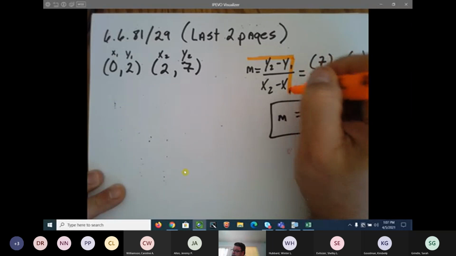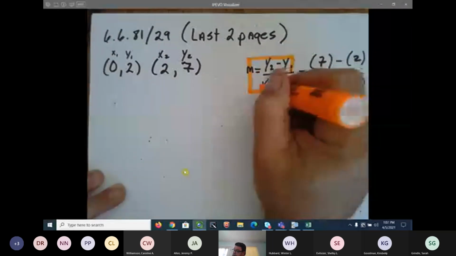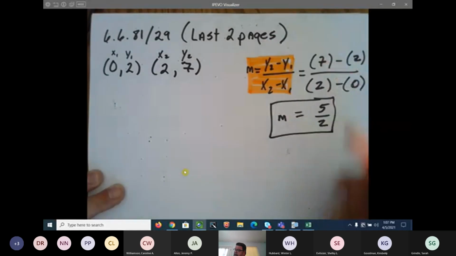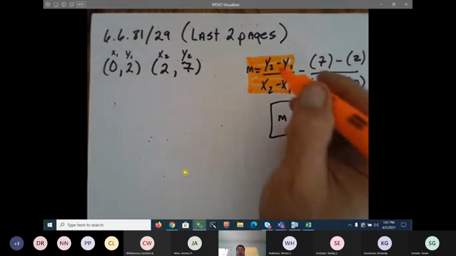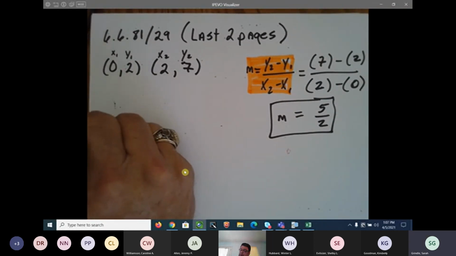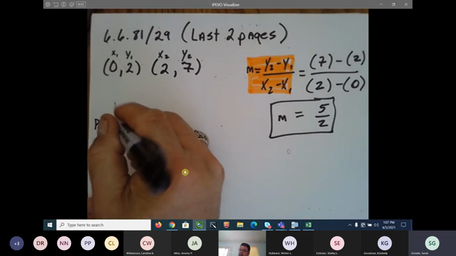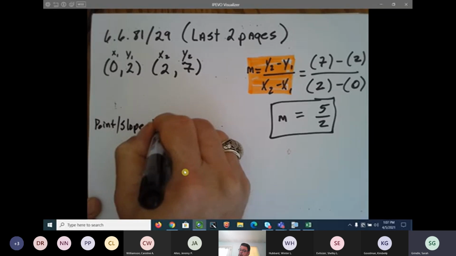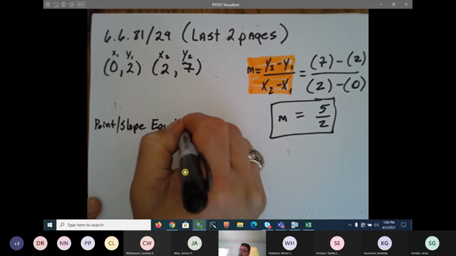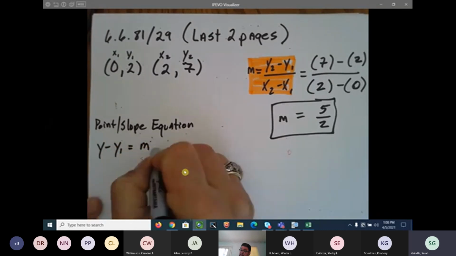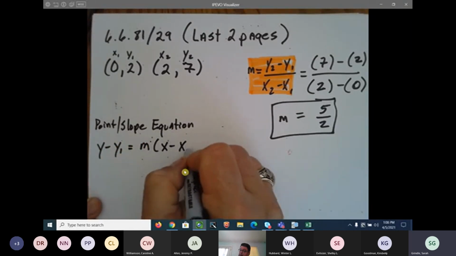Here is your first. That's the first formula in those 2 pages or 3 pages I told you to learn. The second formula is the point slope equation. So y equals mx plus b. Point slope equation: y minus y sub 1 is equal to m times x minus x sub 1.